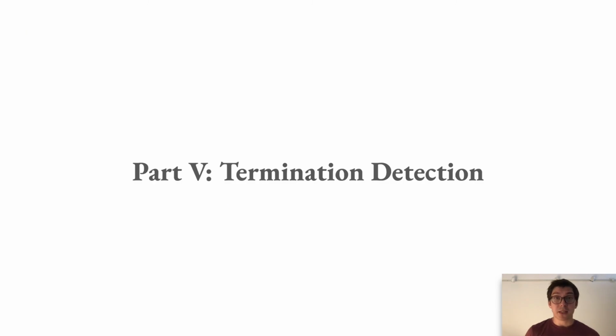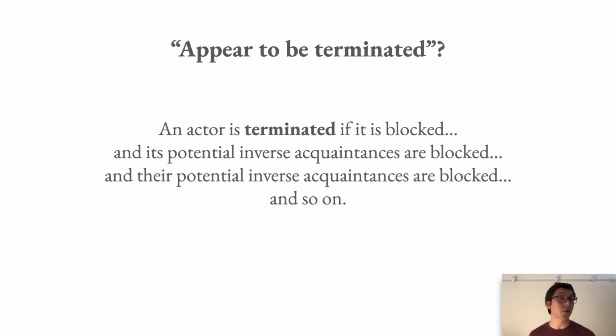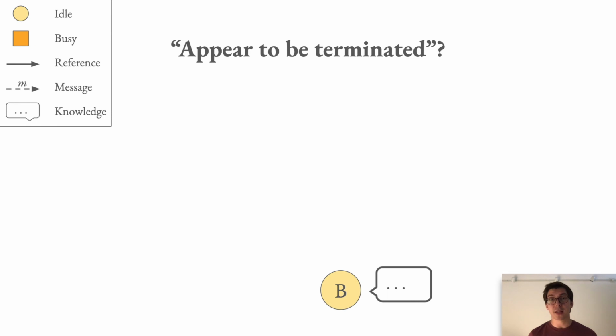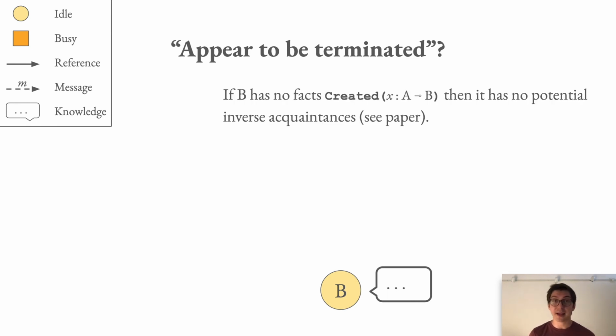So, putting these pieces together, how do we tell whether an actor is terminated just by looking at these snapshots? First, remember that an actor is terminated if it's blocked, all of its potential inverse acquaintances are blocked, and so on. Let's say we have a set of snapshots S, and that actor B is the first one to take a snapshot. In the paper we prove that if B's knowledge set doesn't have any facts of the form created X, then it actually has no potential inverse acquaintances and no undelivered messages. These actors are trivially terminated, and they can garbage collect themselves.